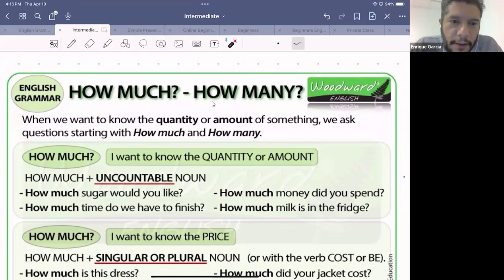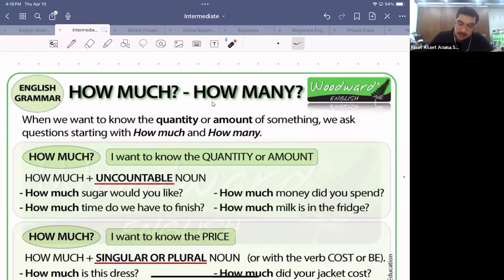When we want to know the quantity or amount of something, we ask questions starting with how much and how many. Excellent. So this is why we use how much and how many, when we want to know the quantity or amount. What is quantity, Enrique? What is quantity? Cantidades. Yes, exactly. Very good. So the quantity or amount of something. That's how we're going to use it.